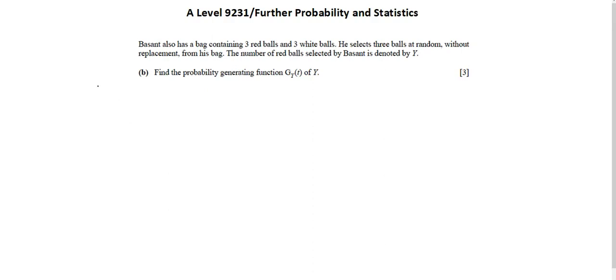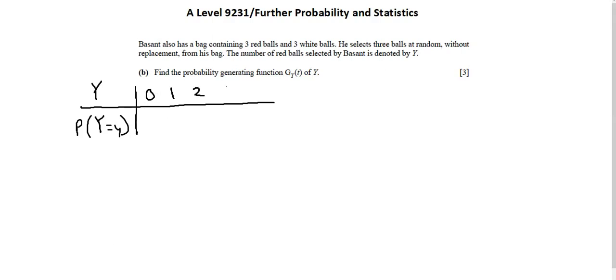Here I'm also going to create a probability distribution table for the variable y. I'm looking for the probability that y is a particular value. In this case, we're also considering 0, 1, 2, and 3. Maximum number of red balls to be selected with 3 picks is 3. The difference here is that there is no replacement. And this is going to affect what the probabilities end up being.